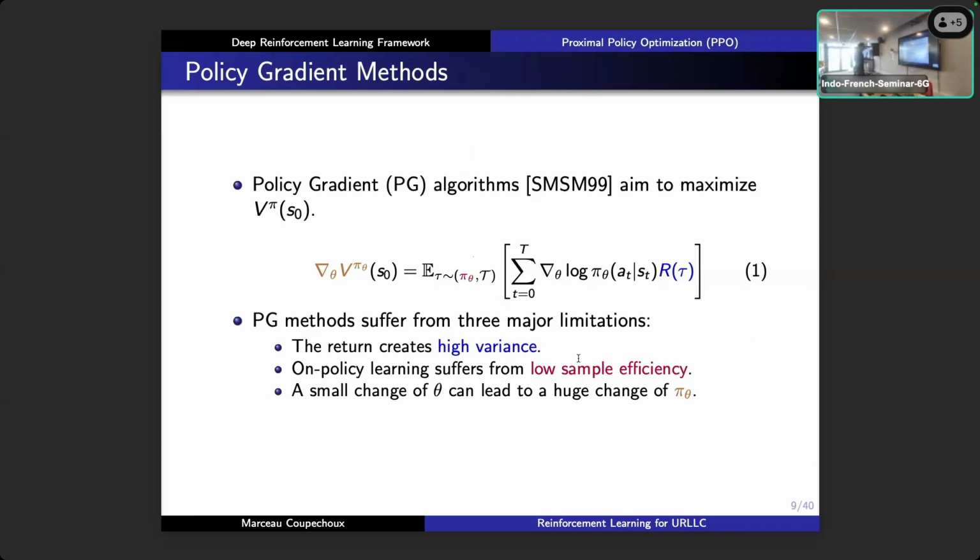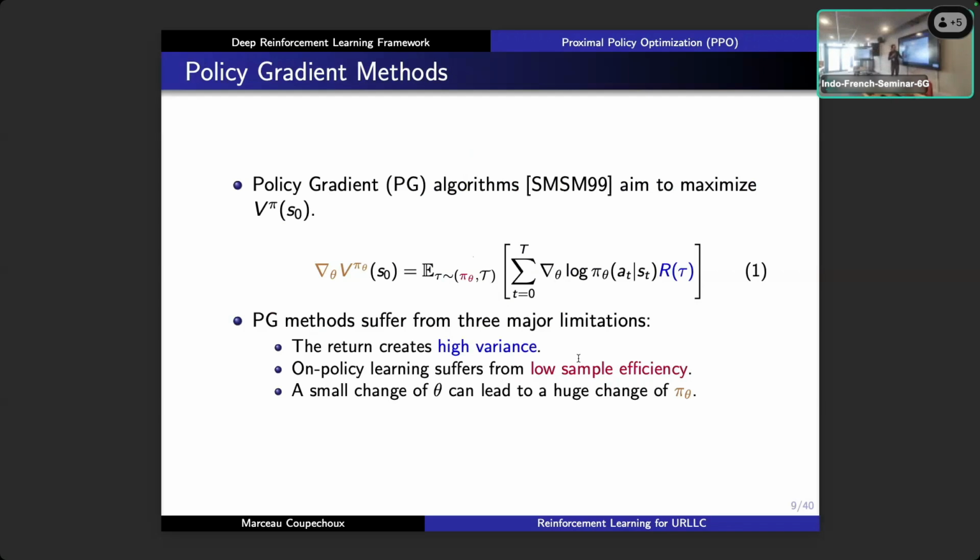So there have been several algorithms proposed based on this idea, but the first ones had some drawbacks. First, the return creates a high variance. When you have a high variance, it's more difficult to learn. So here the idea will be to introduce some kind of unbiased baseline in the objective. This is the first approach.